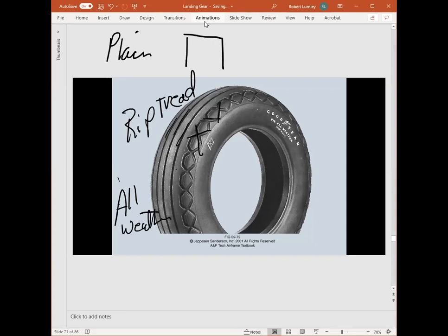Now, you probably can see that the tread design on an aircraft tire is a lot less complicated than, say, an automobile tire. And the main reason is this. The tire is only needed to kind of disperse water, maybe a little bit of snow, but not a whole lot. And the reason is because the runways are so designed to shed water, okay?